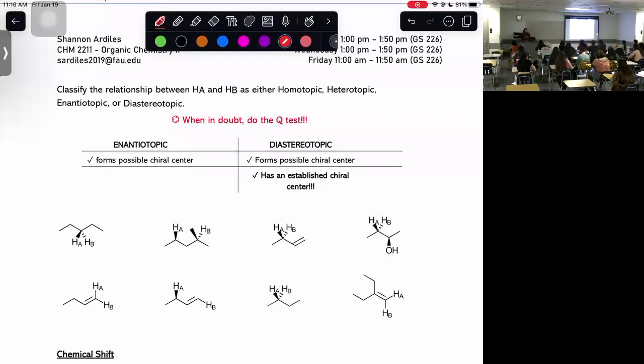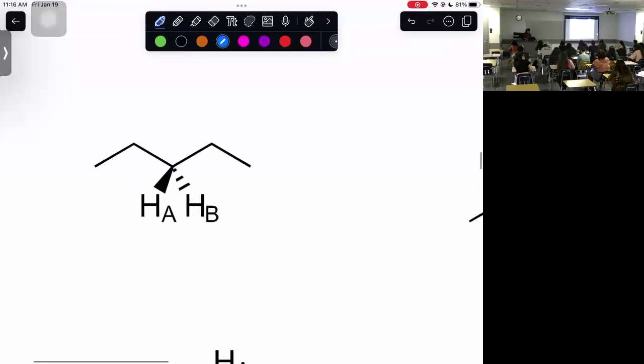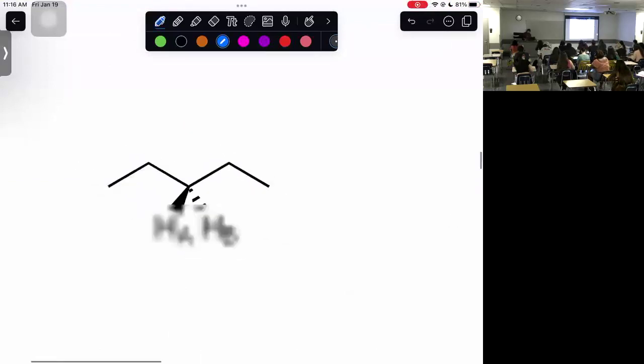Now, what's heterotopic? What does it mean? Should be simple. Different environments, different signals. So diastereotopic is just going to be a more precise term of heterotopic. For diastereotopic, we're going to see two different scenarios. So let's wait for the molecule first, because let's start practicing those terms now. If we're looking at that molecule, they're asking for the relationship between HA and HB. What do you think it's going to be?